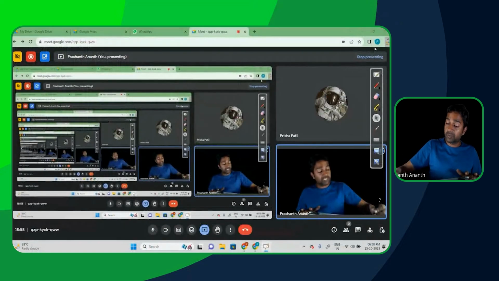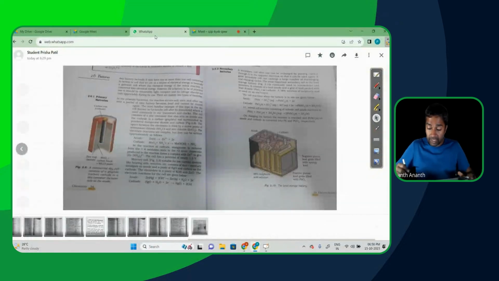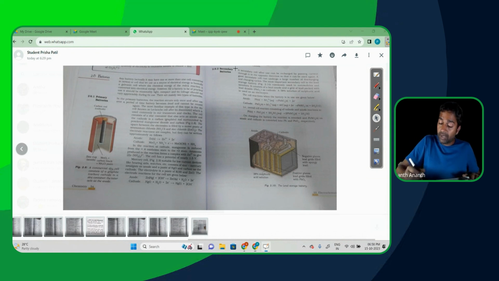Let me copy the next part as well so that the next part also can be directly discussed. Mercury cell, I think this is more or less the last bit over there. Next is going to be the secondary batteries over here. So let me copy that part.